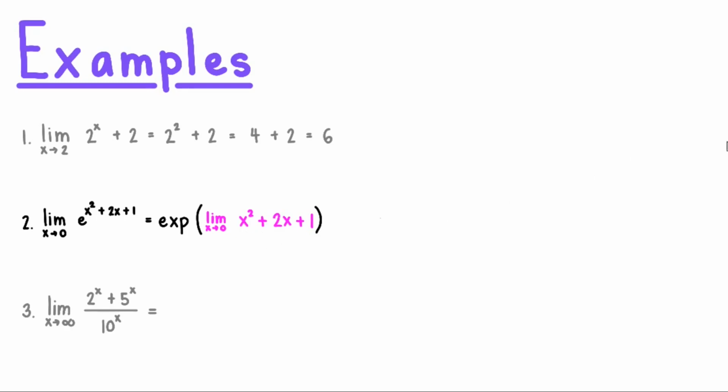Solving for this limit, since this one is just a polynomial, we can simply plug in 0 into the function. That is, we'll have 0 squared plus 2 times 0 plus 1, and we'll be left with the exponential of 1, or e raised to 1, or simply just e. That answers the second example.